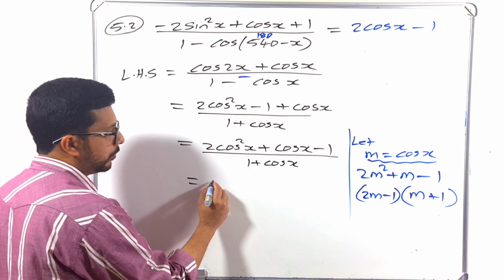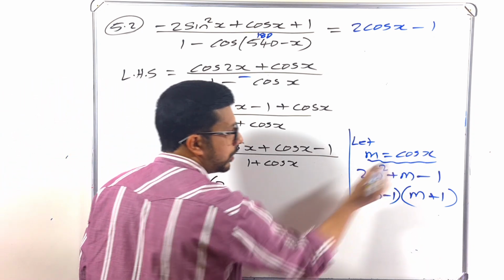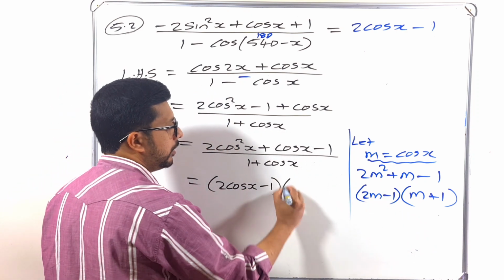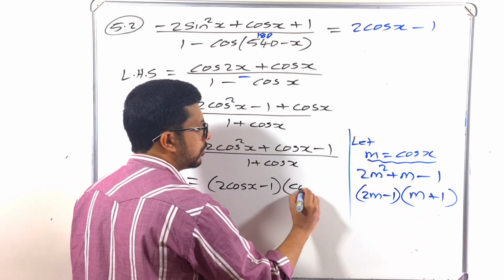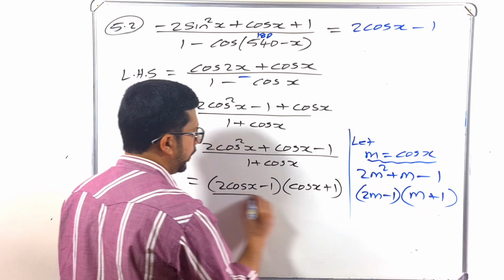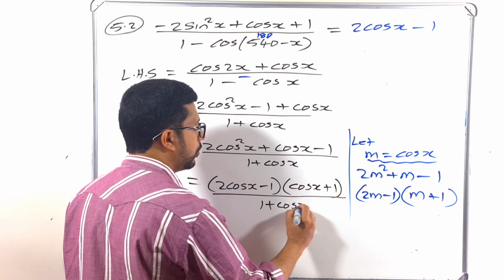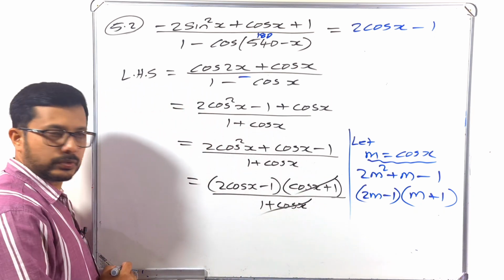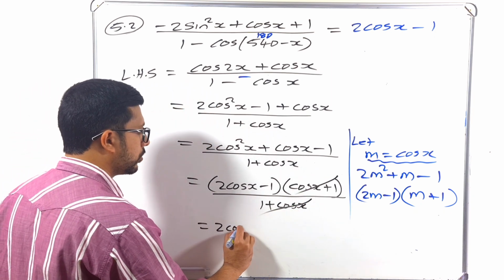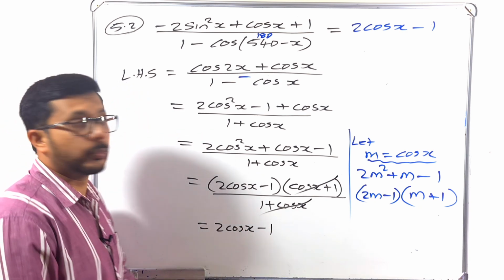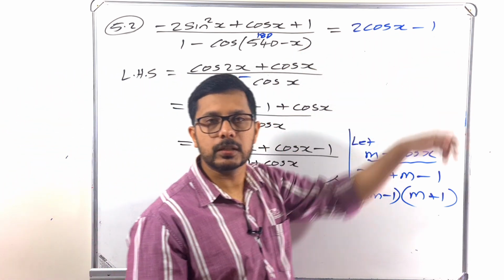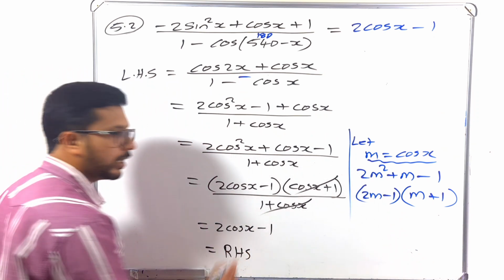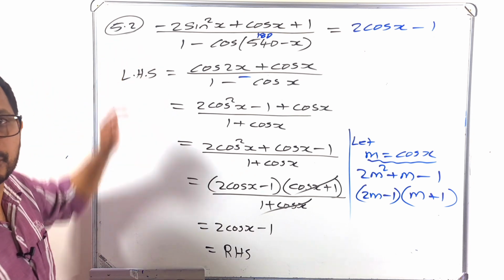Now I'm going to substitute back. What is our m? Cos x. So 2 cos x minus 1 into m plus 1, m is cos x, so cos x plus 1, divided by 1 plus cos x. This 1 plus cos x and cos x plus 1 are the same thing, so you can cancel this one. So what is remaining? 2 cos x minus 1. What do you want to prove? Look at the right hand side: 2 cos x minus 1. So we prove that this LHS is equal to RHS. So that is question number 5.2.